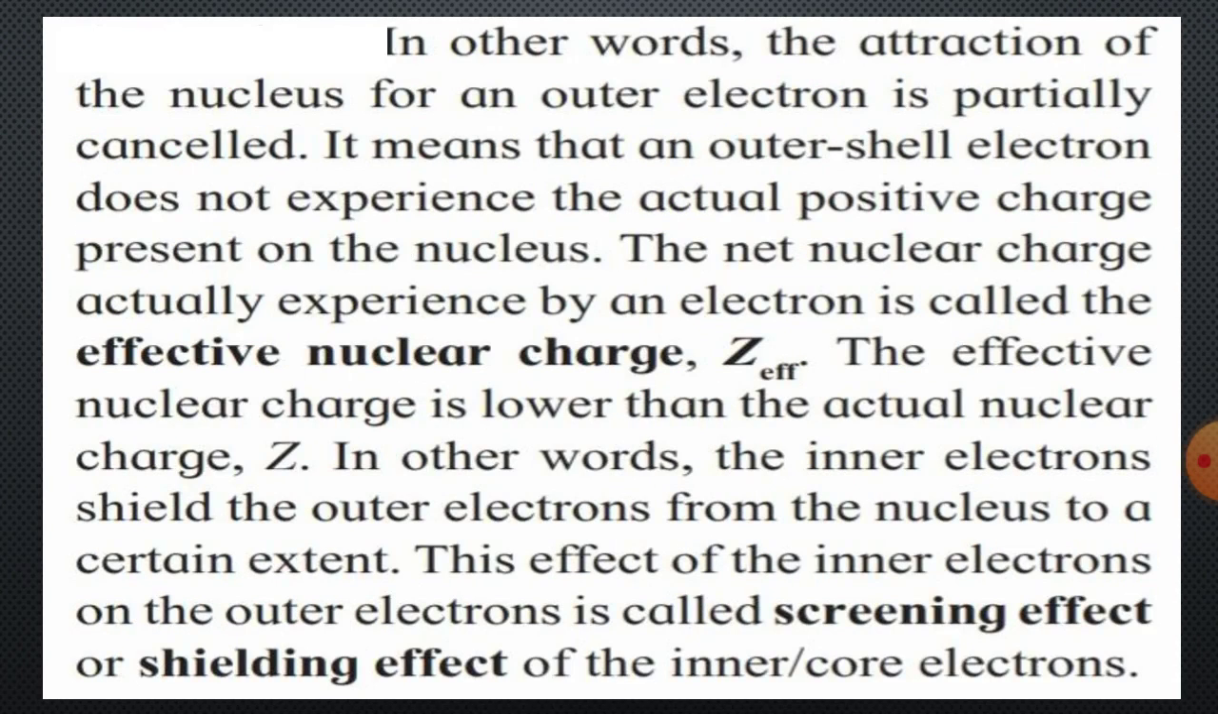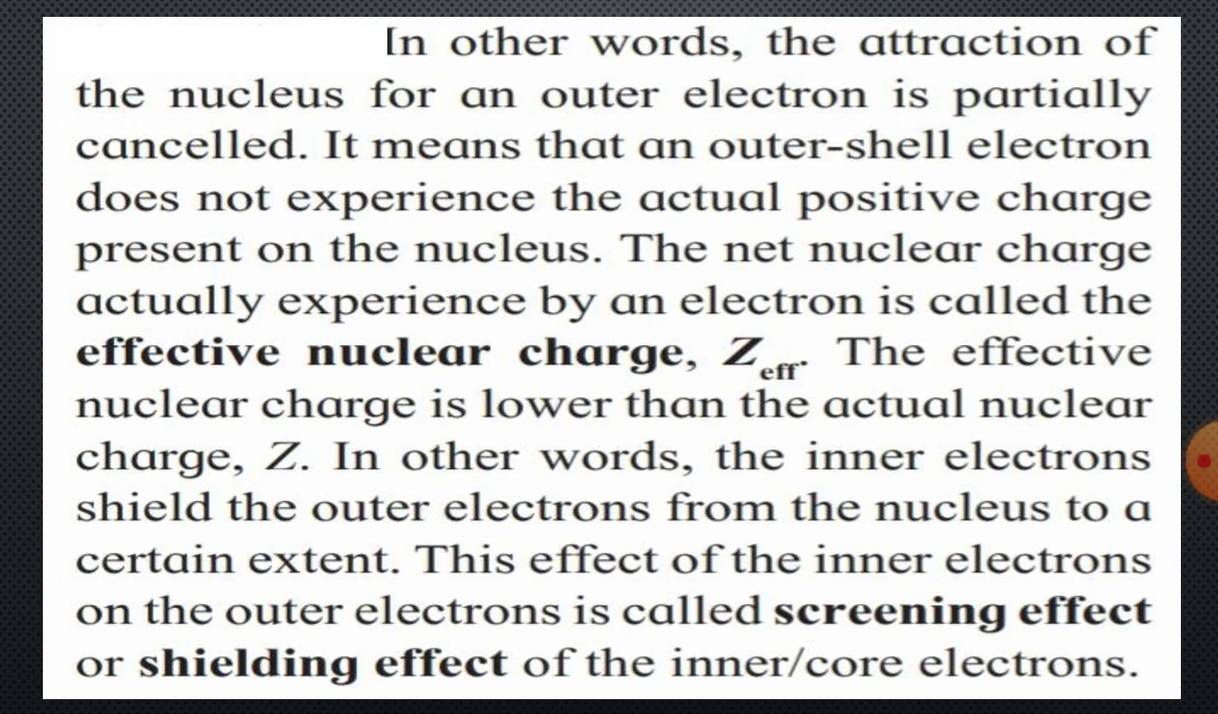In other words, the attraction of the nucleus for an outer electron is partially cancelled. Here also, as the shell number increases, the attraction between the nucleus and the outer electron will be cancelled. It means that an outer shell electron does not experience the actual positive charge present on the nucleus. The attraction between the nucleus, a positive charge, and the outer shell electron, a negative charge, will be cancelled. They will not experience the attraction between the positive and the negative.